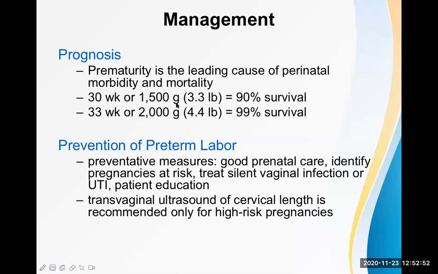If the baby is delivered at 30 weeks or around 1500 gram weight, there is a chance of 90% survival. But if the baby is delivered after 33 weeks or around 2 kg, there is 99% survival even after preterm labor. This is very, very good data for us. But if the baby is delivered prior to 28 weeks, or before 1 kg weight, then the mortality rate is very, very high. So these are the important points.